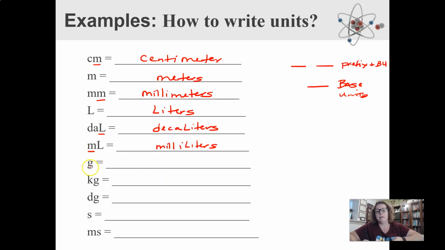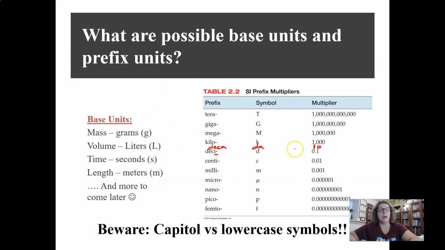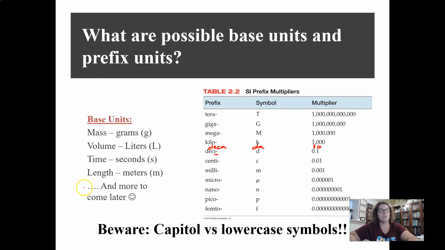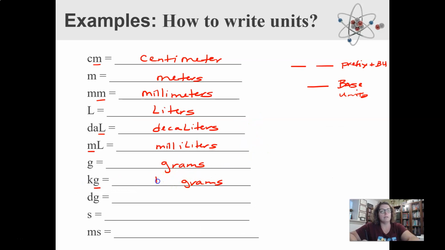Little g by itself, do not get it confused with capital G, because capital G is a prefix. That's giga. So little g, that is grams. Okay? And I have kg, and I know that g at the end, that's a base unit, so that's grams. And then little k, okay, so as you see in our chart, the only little k we have is kilo. So that is kilograms, okay?